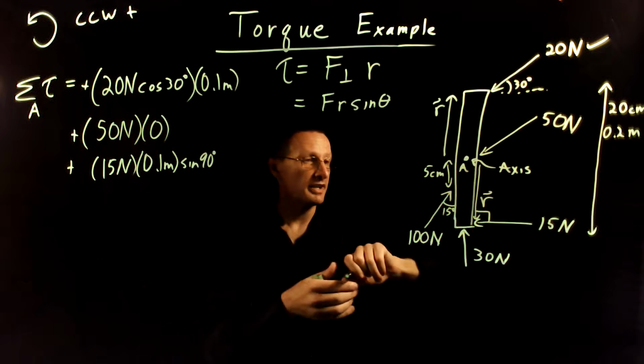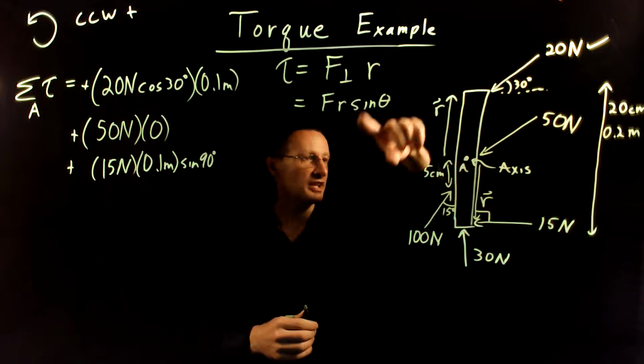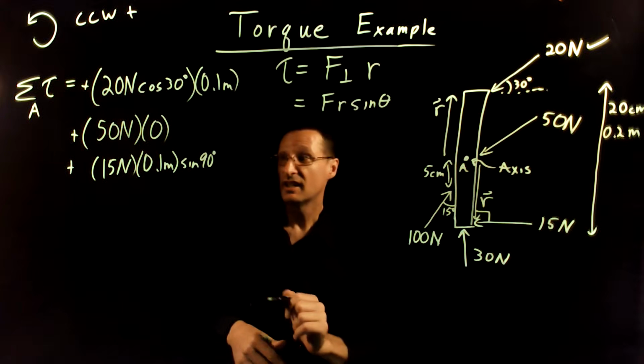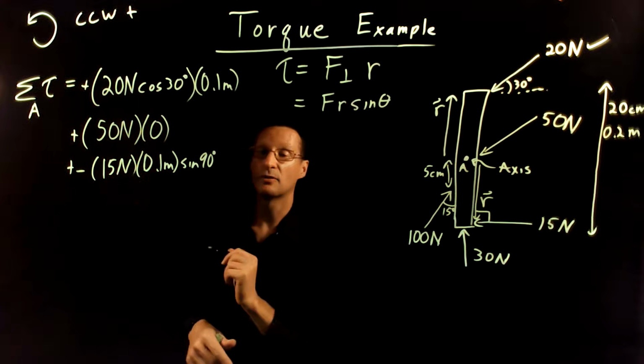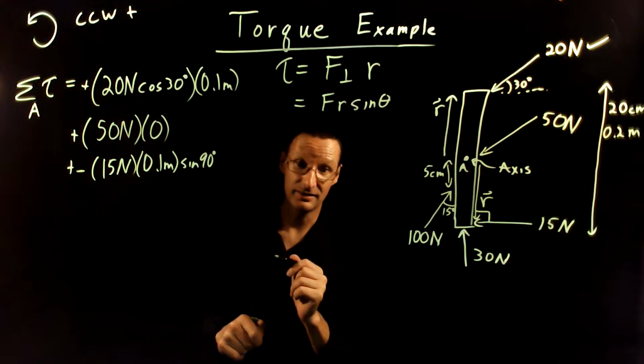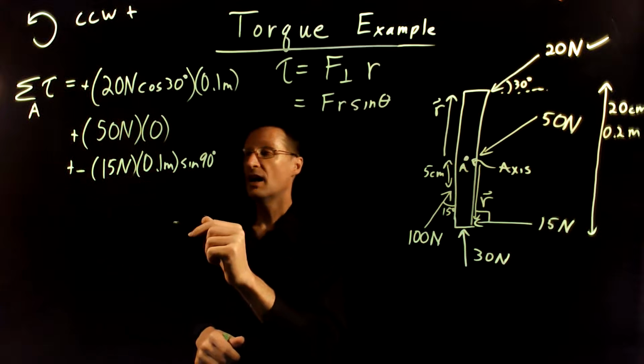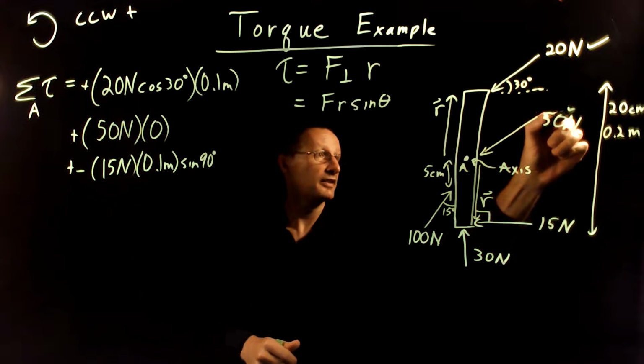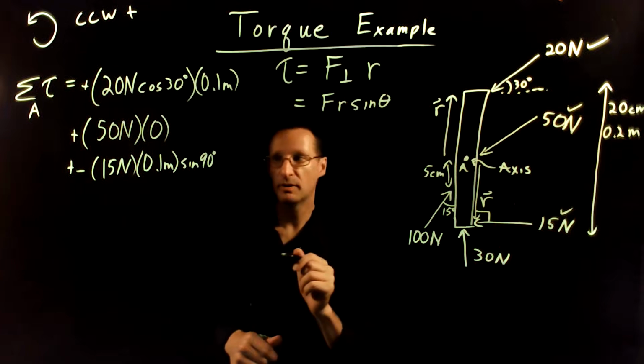Finally, I need to think about, is this positive or negative? That's going to cause rotation this way, which is clockwise. So this is a negative torque, and I need to add the negative by hand. So I have to think about this each time. All right, let's keep going. So I've done this one and this one. Now let's go to this one.